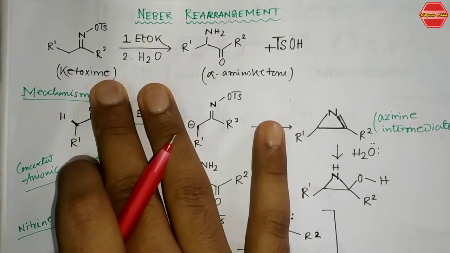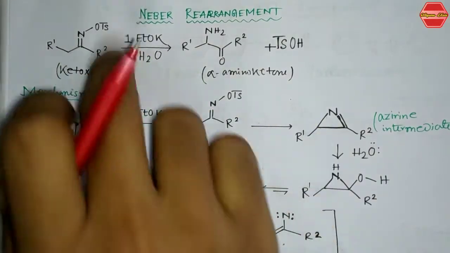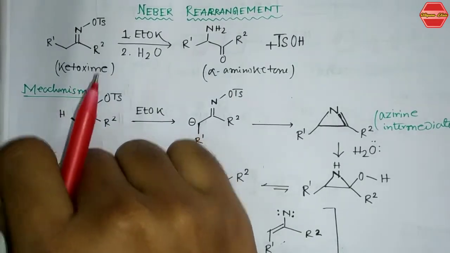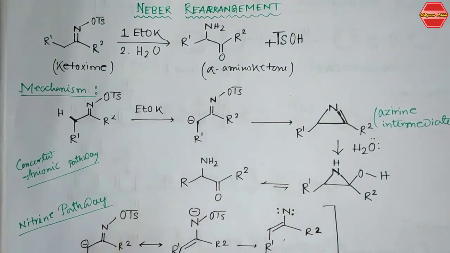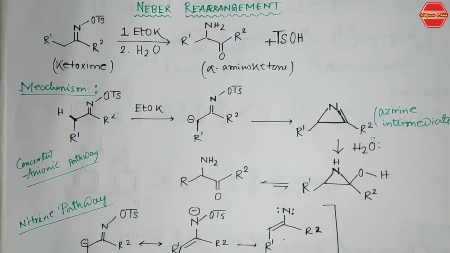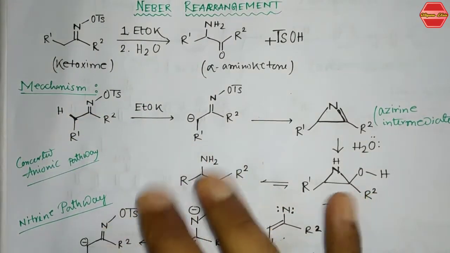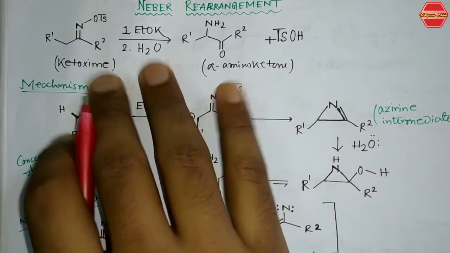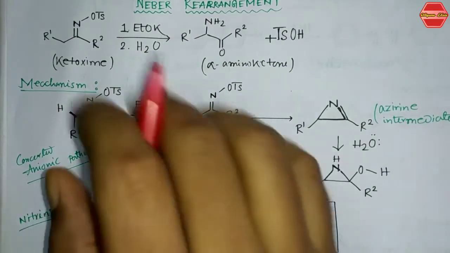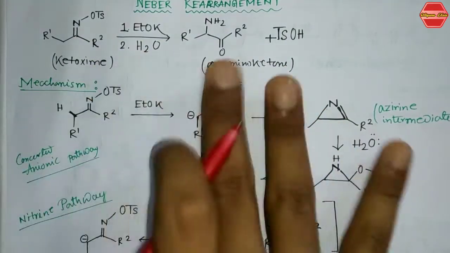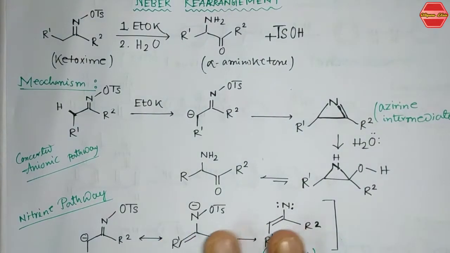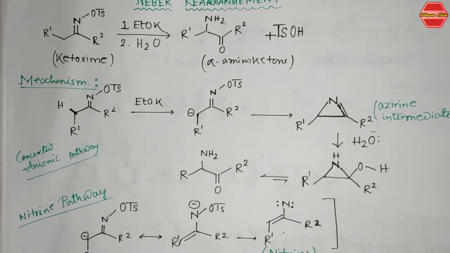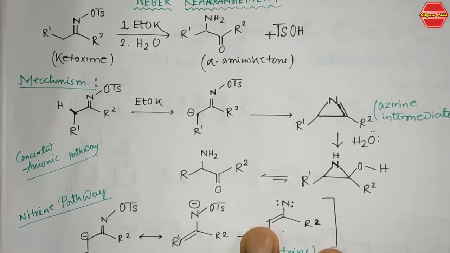Now in the case of Beckmann rearrangement, we use this kind of substrate, that is ketoxime, but in the presence of acid or reagents like SOCl2 or PCl5, right? In the Neber rearrangement, we use potassium ethoxide, or acetic acid, or water, or hydrochloric acid, and we get the alpha amino ketone, right? So this is a base induced rearrangement, whereas the Beckmann rearrangement is an acid catalyzed rearrangement, right? So this is all about the Neber rearrangement.